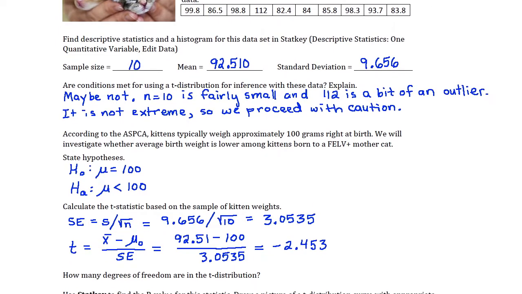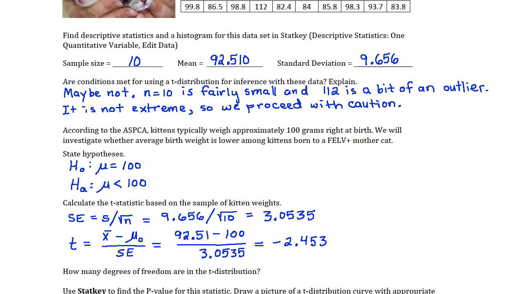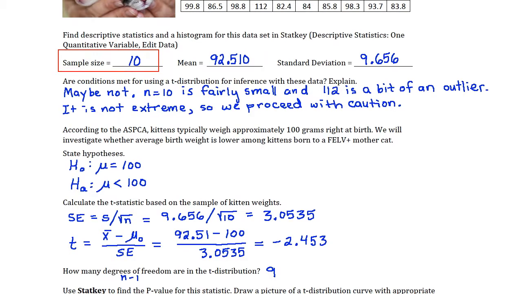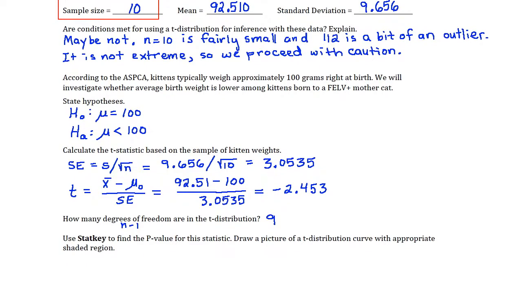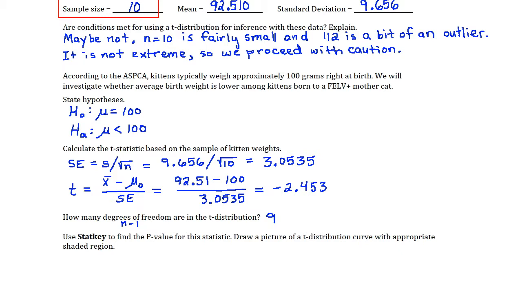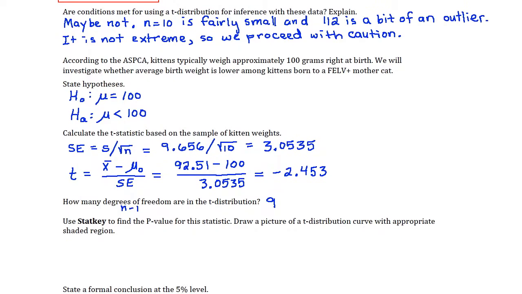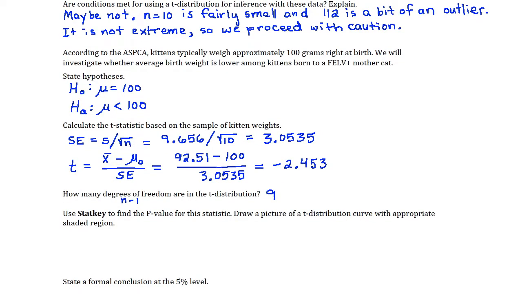All right, how many degrees of freedom are in the t-distribution? Remember that we use n minus 1 degrees of freedom. N in this case is 10. And therefore n minus 1 we're going to say is 9. All right, so let's go ahead and use StatKey to find the p-value for this statistic. We're also going to draw a picture of a t-distribution curve. We can do that part before we go to StatKey just to get a little bit of practice thinking about how big or small this tail should be.